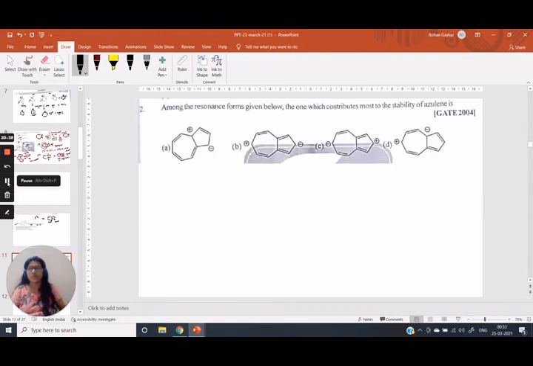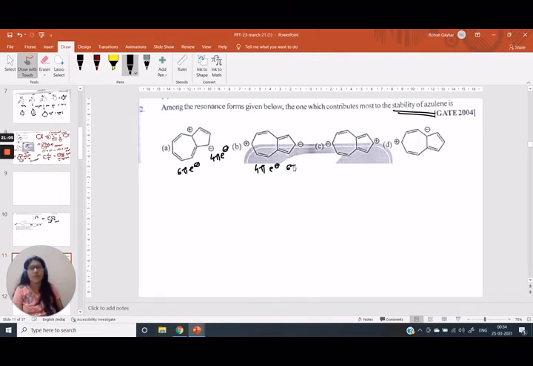You can see the next question. The question is, among the resonance forms given below, the one which contributes most to the stability of azulene is. For the stability of azulene, both rings must be aromatic. Here this ring consists of 6 pi electrons, here 4 pi electrons, here 4 and 2, that is 6 pi electrons, here this 2 and this 4, that is 6 pi electrons. Both rings consist of 6 pi electrons and obey 4n plus 2 with n equal to 1. Therefore the system is most stable because both rings consist of 6 pi electrons, obeying Huckel rule. Therefore option D is the correct option.